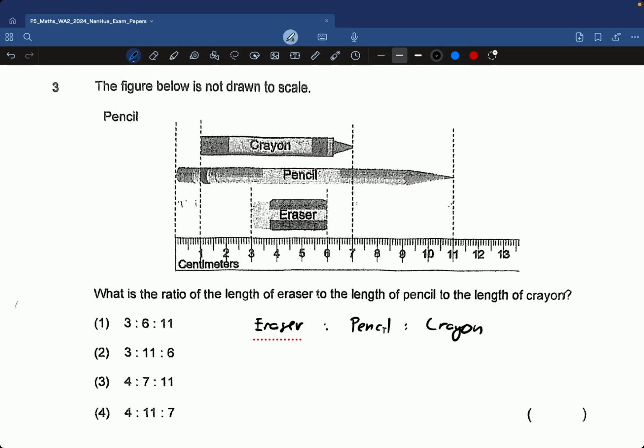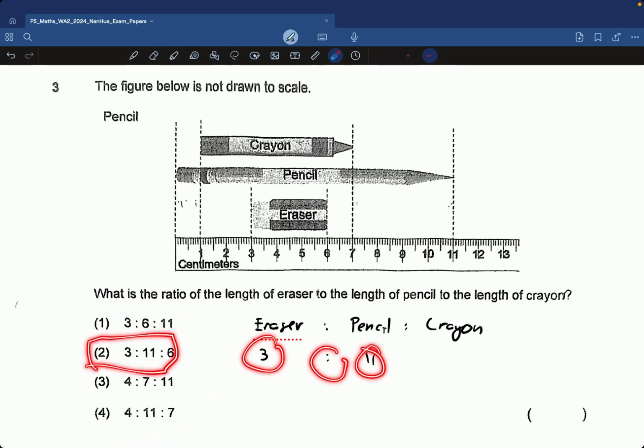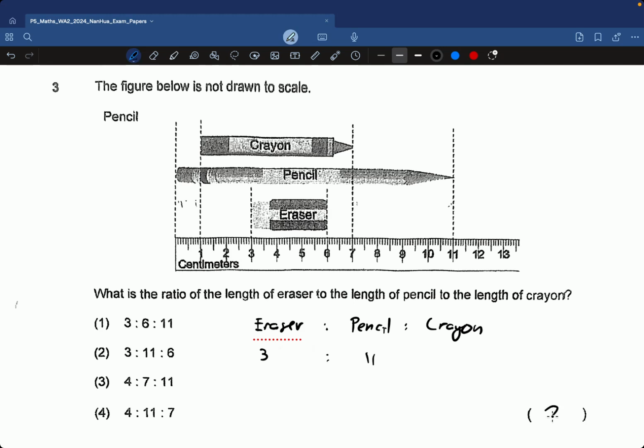Our eraser over here starts at 3 and ends at 6. So in between, it should be 3 centimeters. So I'm going to put down 3 for the eraser. Let's go to the pencil. The pencil starts at 0 and ends at 11, so this is pretty straightforward. For the pencil, it is 11. If you see the options over here, which has 3 and which has 11, option 2. So that's the answer, option 2.